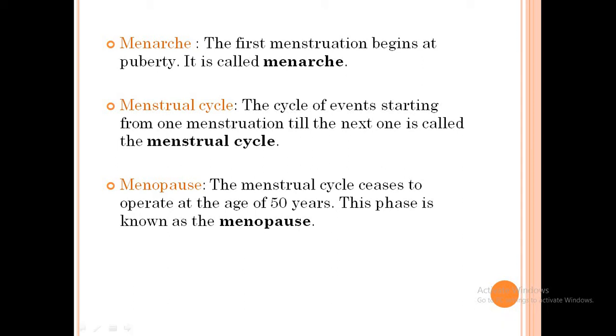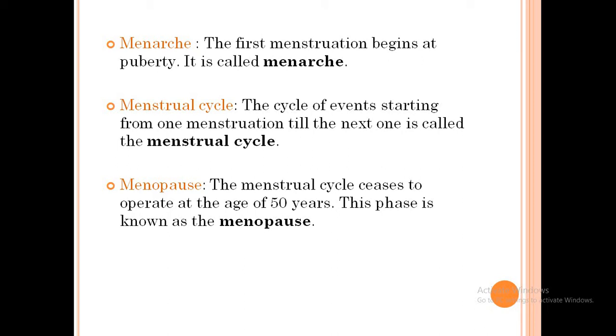You know the meaning of the term menarche. We have done it before. The beginning of the first menstrual cycle in a female after attaining puberty is called menarche. Menopause: at around the age of 50, the menstrual cycle stops permanently. This phase is called menopause.